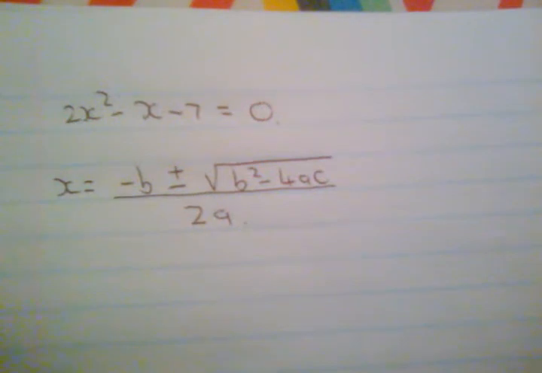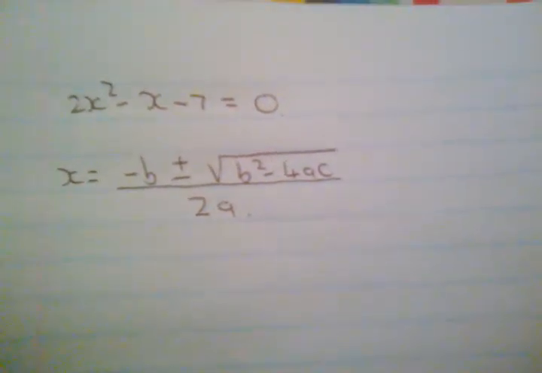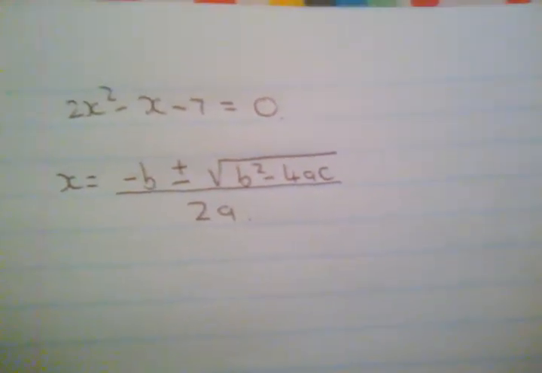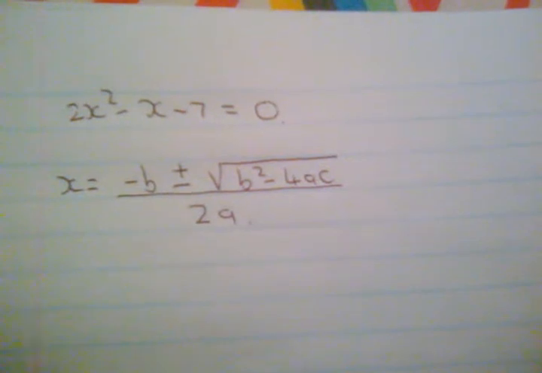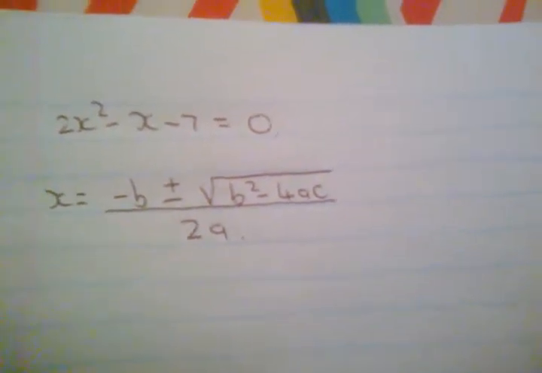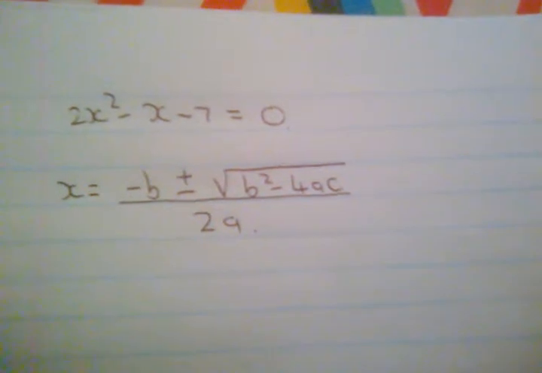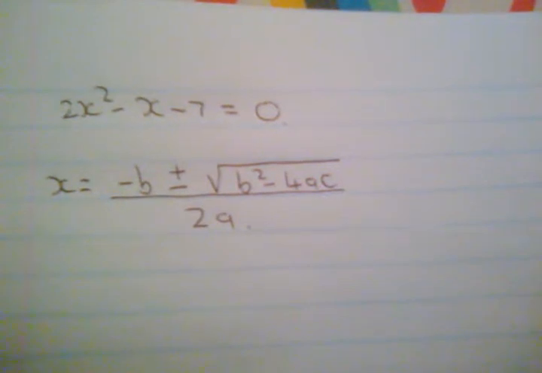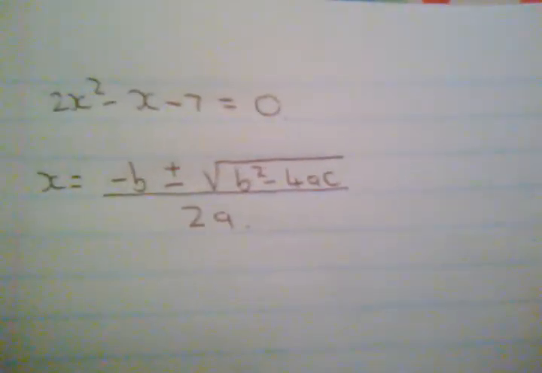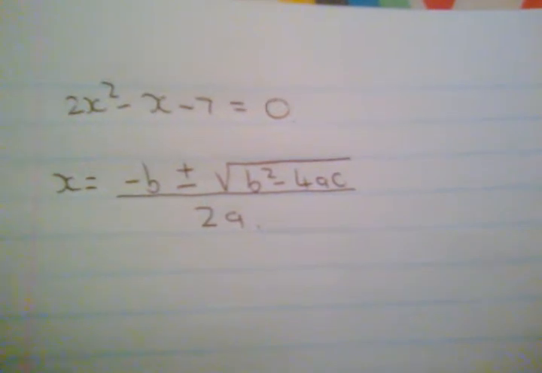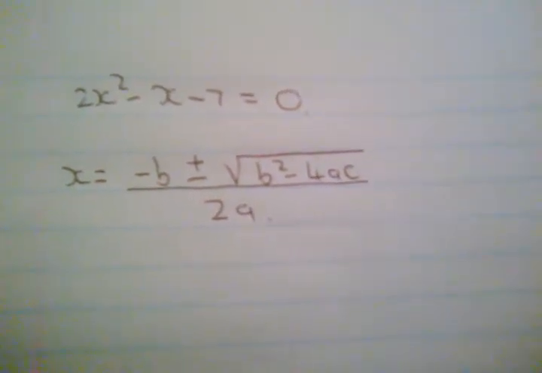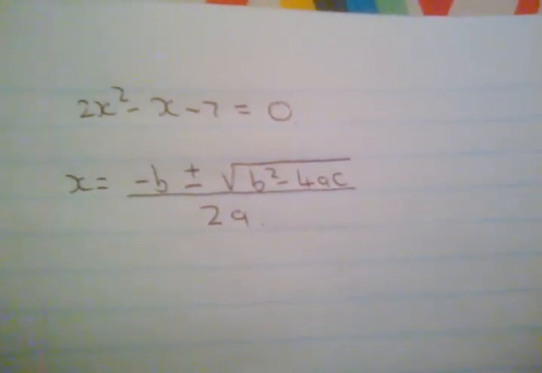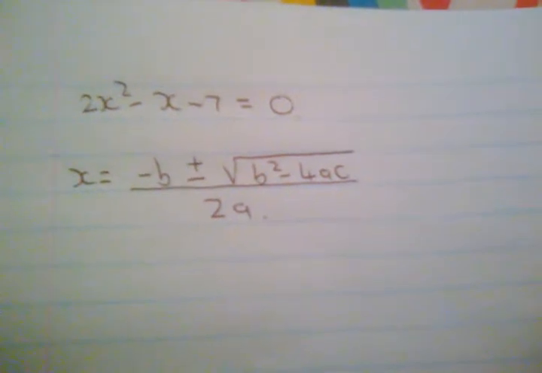using the quadratic formula. Okay, as you can see here we have a normal quadratic equation with values a, b and c, and it is equal to 0. 2x squared minus x minus 7 is equal to 0. And down I have the quadratic formula: x is equal to negative b plus or minus the square root of b squared minus 4ac all over 2a. So today I'm going to show you how to use this quadratic formula to solve the quadratic equation to find the value of x.